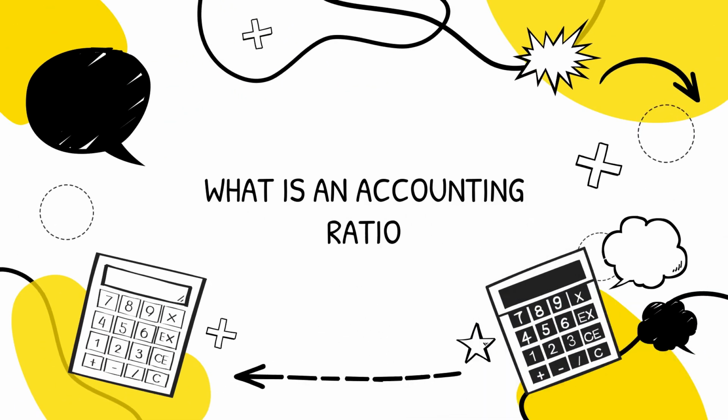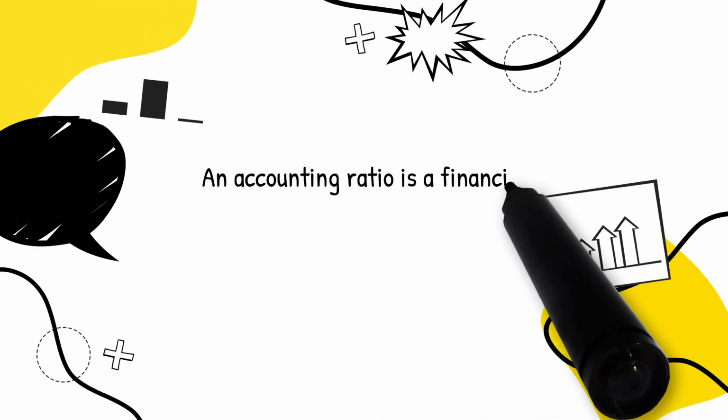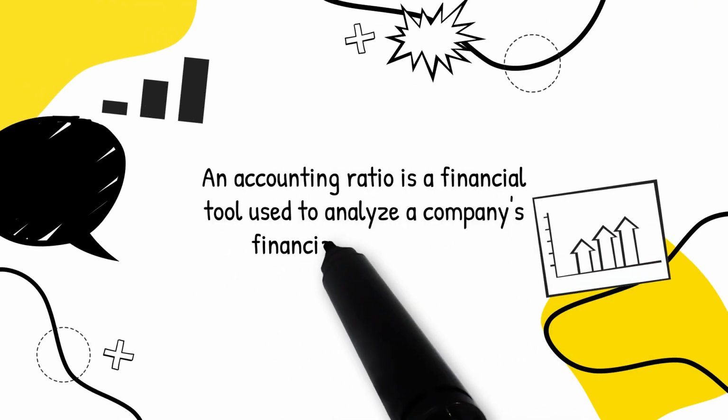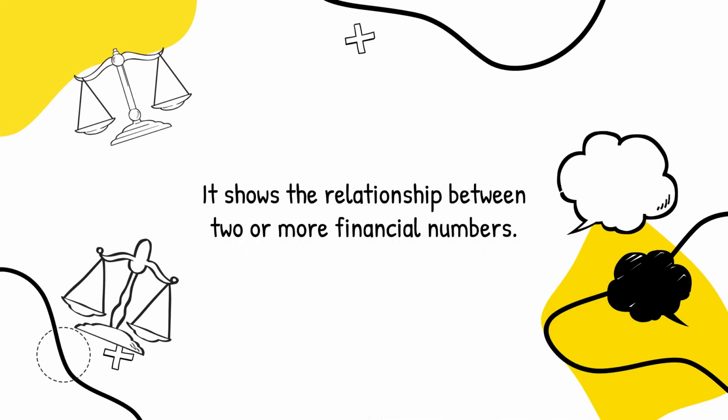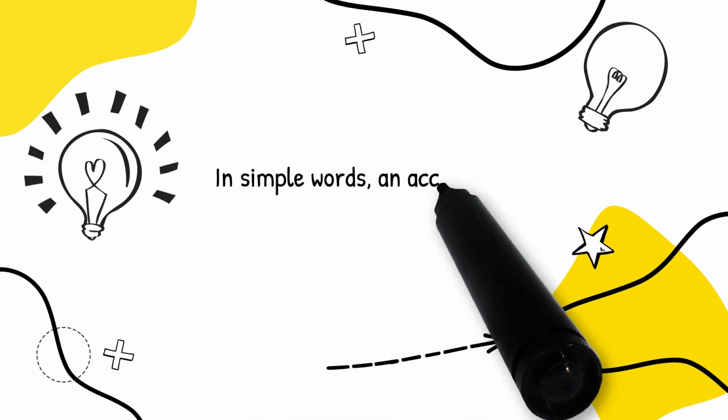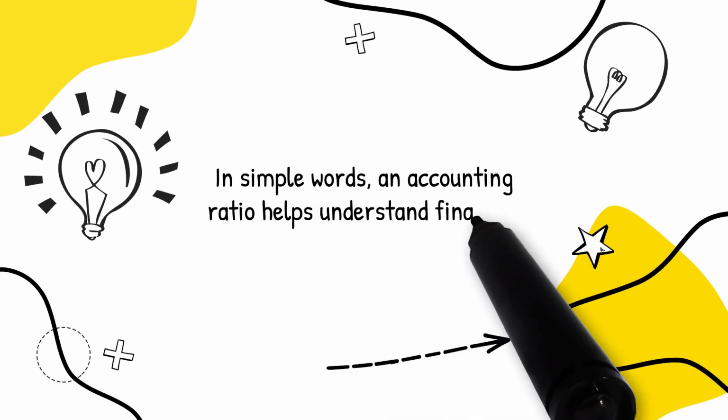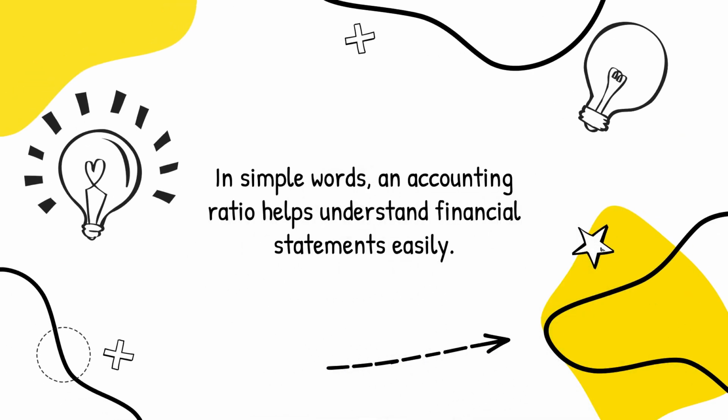What is an accounting ratio? An accounting ratio is a financial tool used to analyze a company's financial performance. It shows the relationship between two or more financial numbers. In simple words, an accounting ratio helps understand financial statements easily.